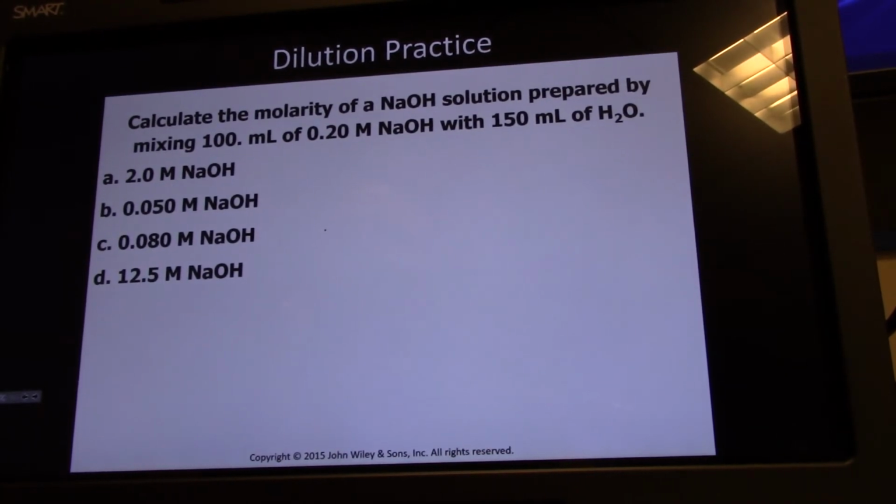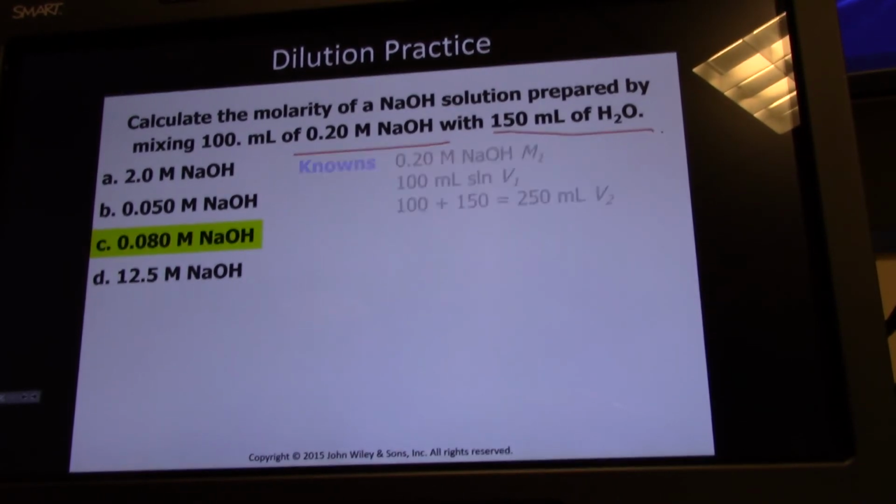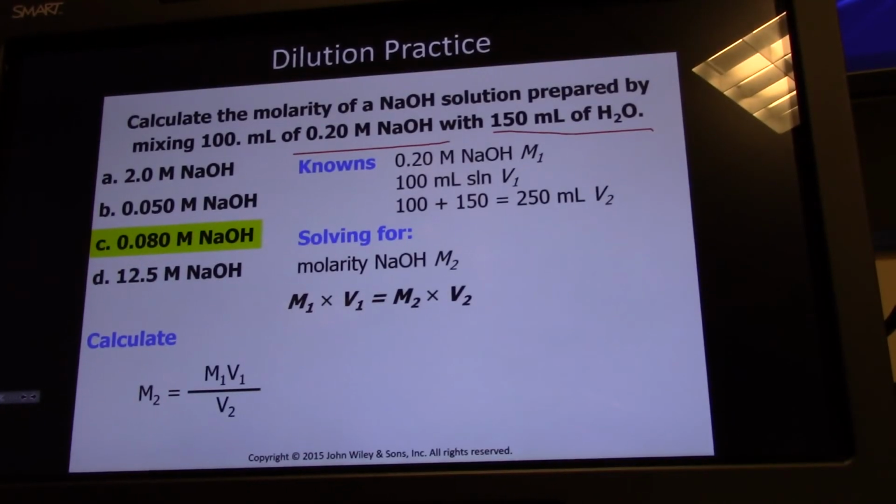Calculate the molarity of a sodium hydroxide solution prepared by mixing 100 milliliters of 0.2 molar sodium hydroxide with 150 milliliters of water. The important thing to remember here is they're both aqueous solutions, and so the volumes will be additive. When you have the same liquid, volumes are additive. And so your final volume will be 100 plus 150, that's 250. Again, we're solving for the final molarity, and our final volume will be 250 milliliters.